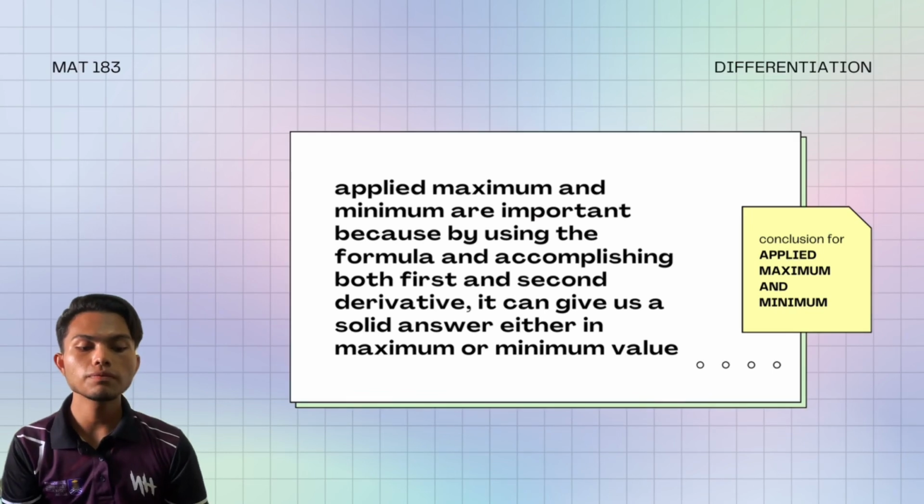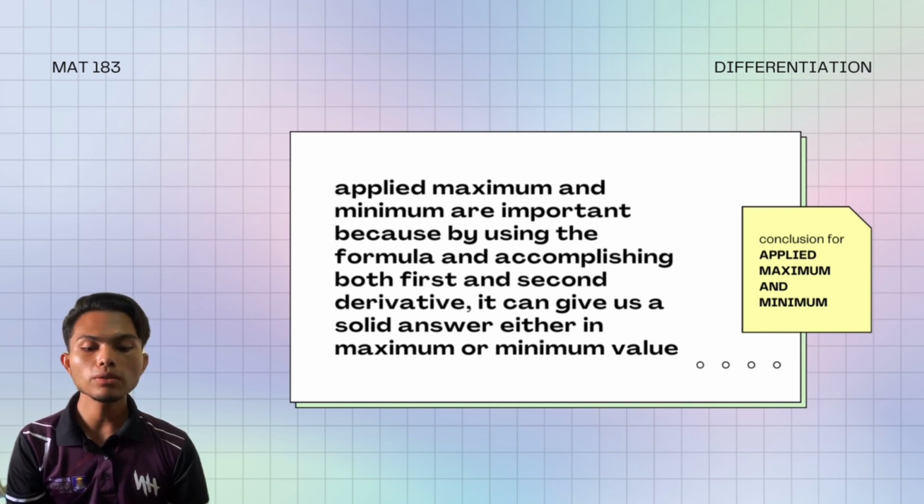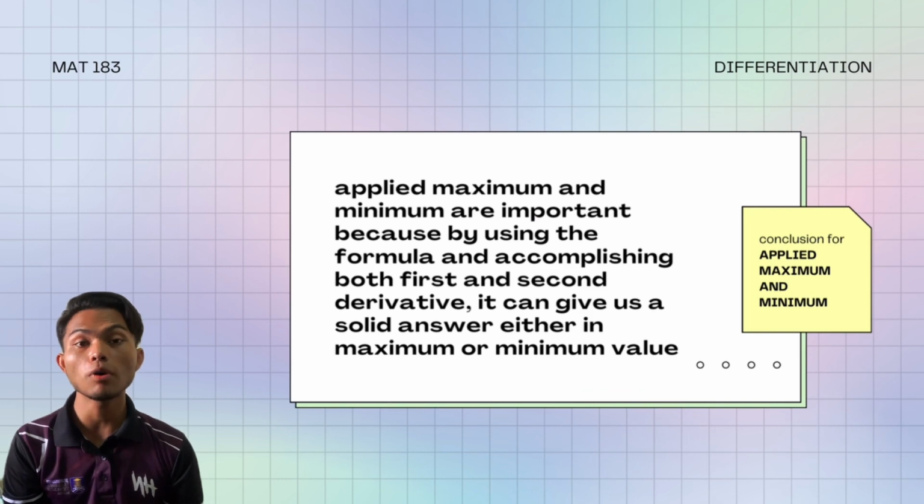So, the conclusion for applied maximum and minimum: they are important because by using the formula and accomplishing both the first and second derivatives, it can give us a solid answer, either a maximum or minimum value.